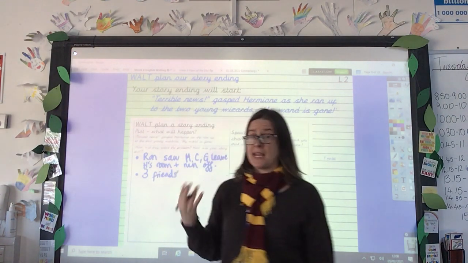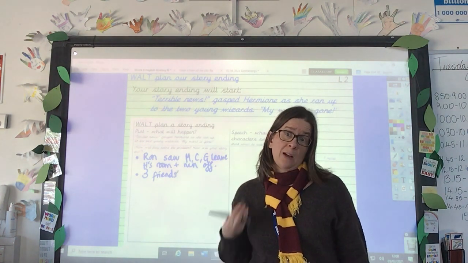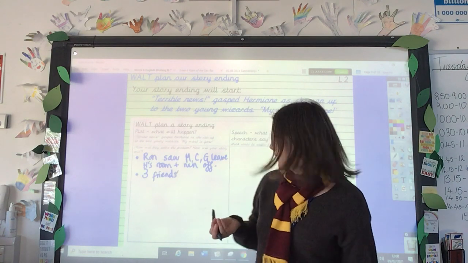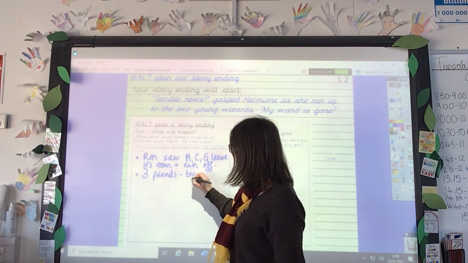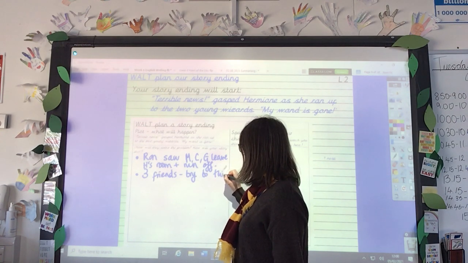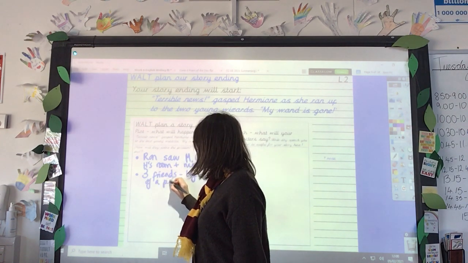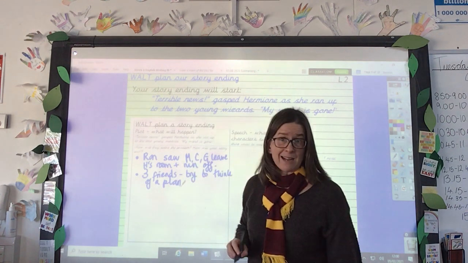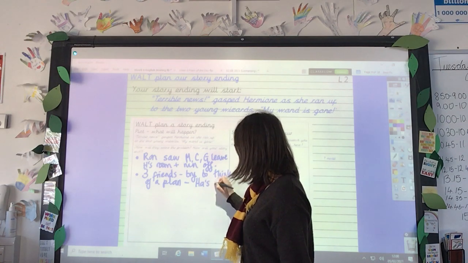basically in my story, they're going to say, well, we need to come up with a plan. We need to come up with a plan to find out whether or not they did take my wand or not. So three friends try to think of a plan. Where could they be when they're doing that? Maybe they're in Harry's room. I'll put HA for Harry.